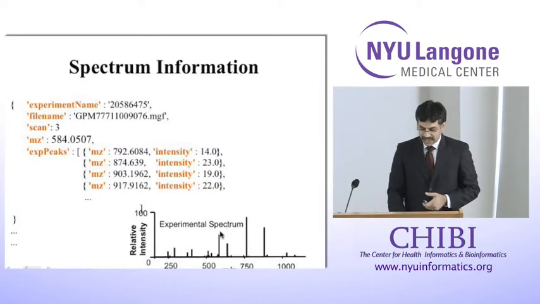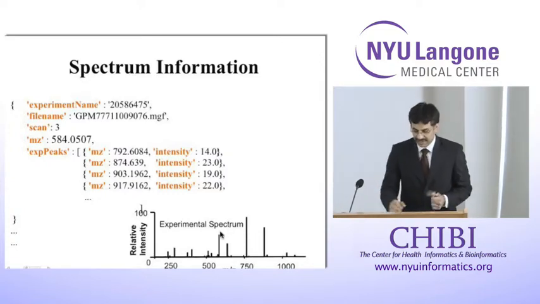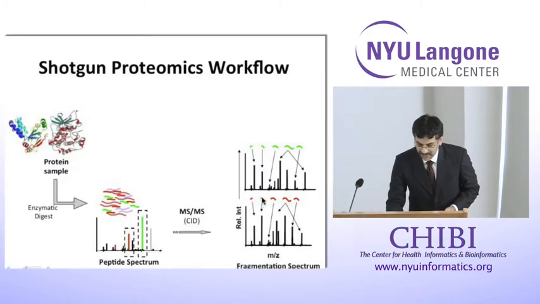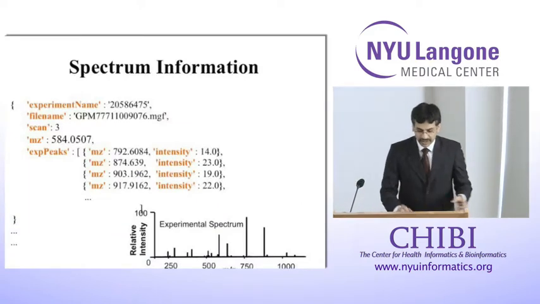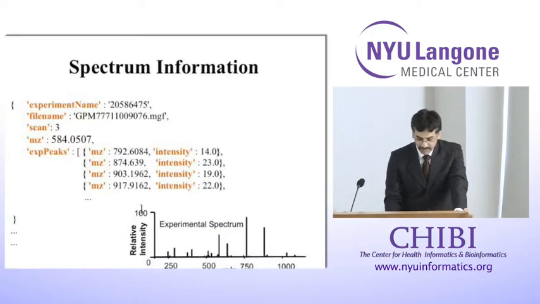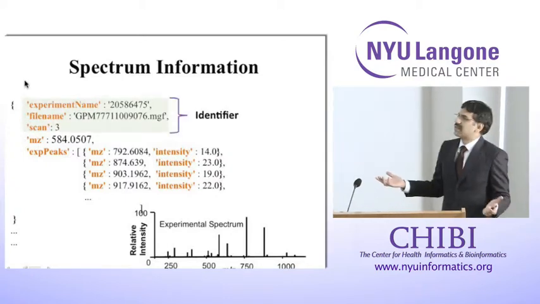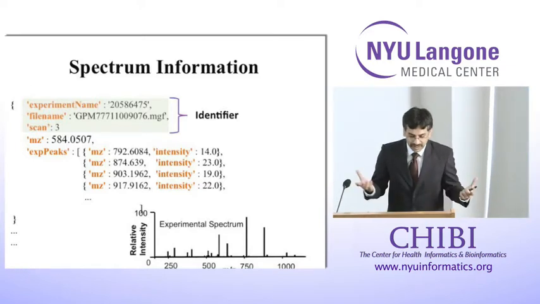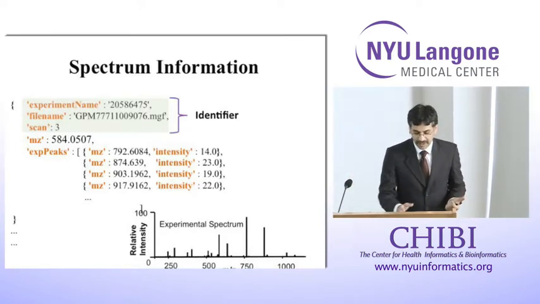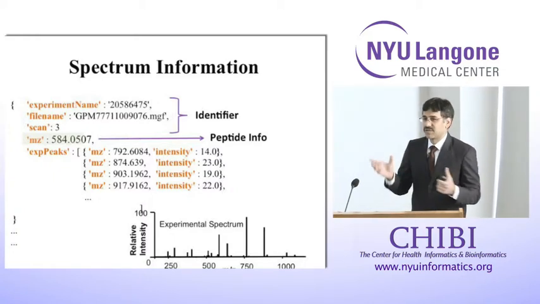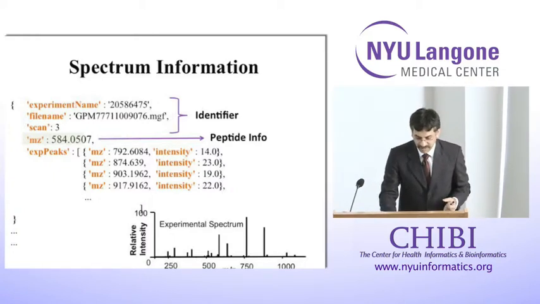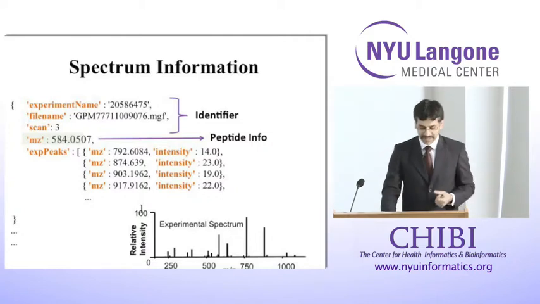Once we collect all these fragment ion spectra, this is the level that I'm working at, all the fragment ion spectra. So once we collect all these spectra, there are several pieces of information here that we would like to store. So first is just a unique identifier, what experiment the sample came from, what particular file name the experiment came from. Then we have some peptide information from the experiment too. Right now we don't know the exact sequence, but we have some information about it, the mass to charge that the peptide has.